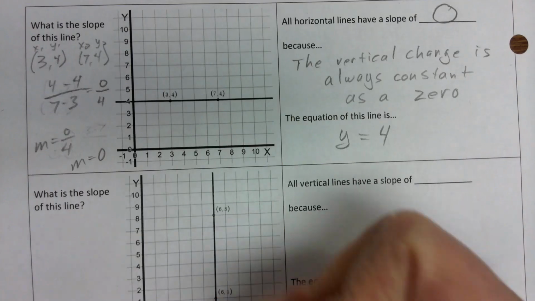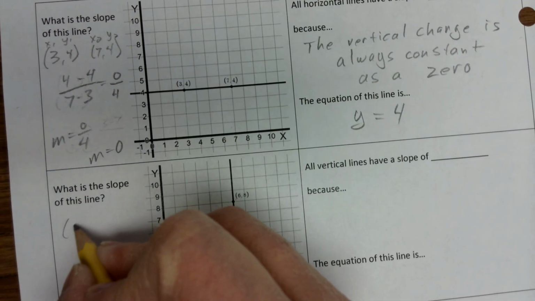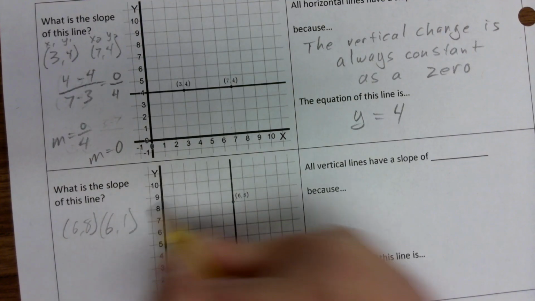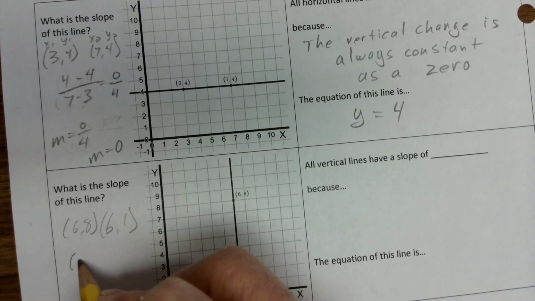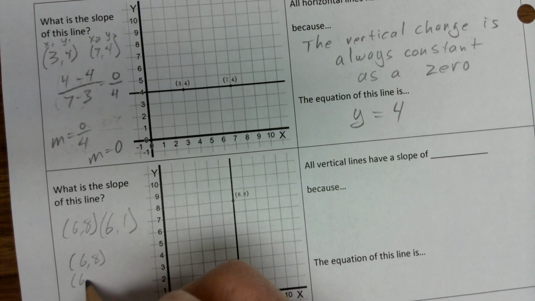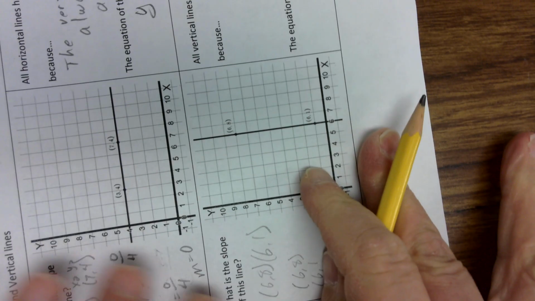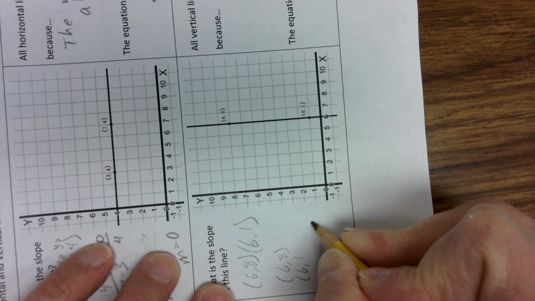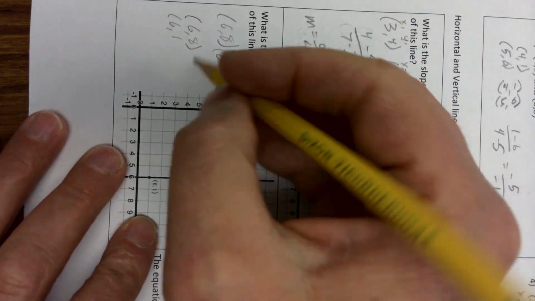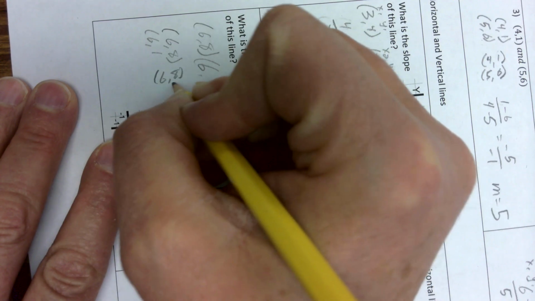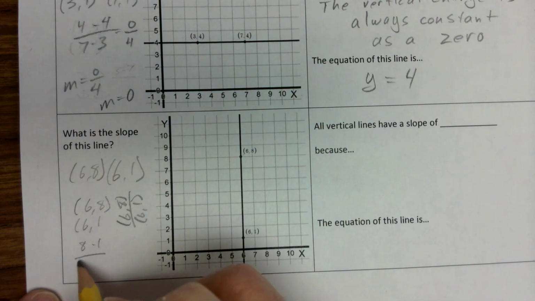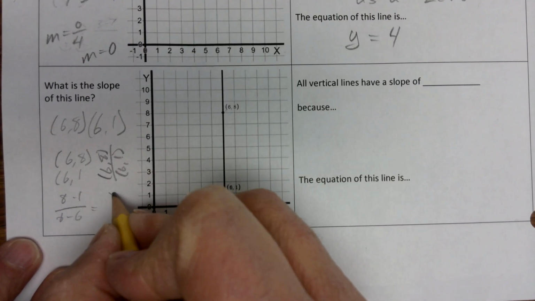Okay, now when we go to our vertical lines right here, I got 6 and 8, and I got 6 and 1, so I'll put them over here. Let's try the stacking. So I got 6, 8, 6, 1. Now when I rotate them, I want to rotate the other way. You always rotate this way. So now I've got 6 and 8, and then 6 and 1. Now I'm going to do my subtraction. I've got 8 minus 1 on top, and then 6 minus 6 on the bottom. So I'm going to end up with 7 divided by 0.